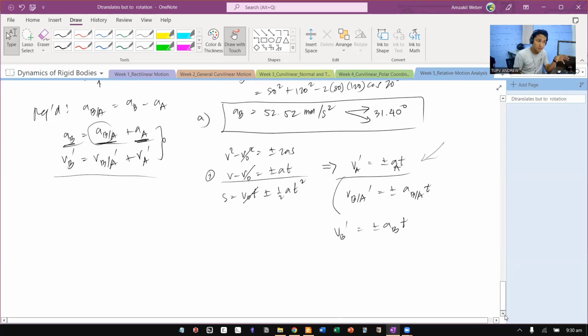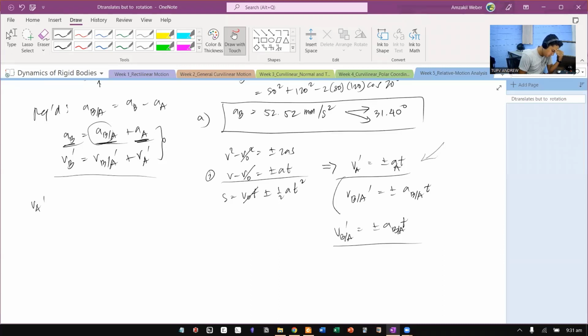It became more specific here, on top of A. So we just modify our equation. Okay, so no problem. This means B moves relative to A, while A moves relative to the ground itself. So there's no problem with this. Okay, so we can solve for VA prime and VBA prime using the acceleration and time of 3 seconds.